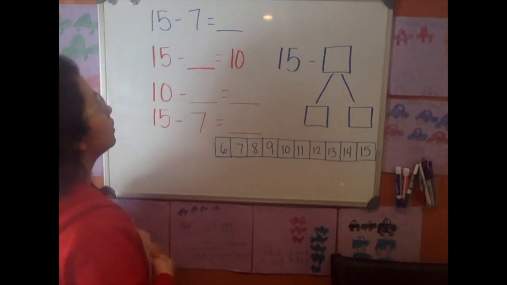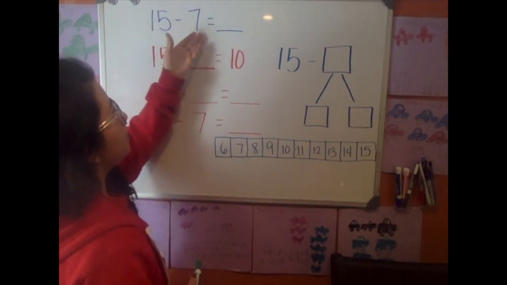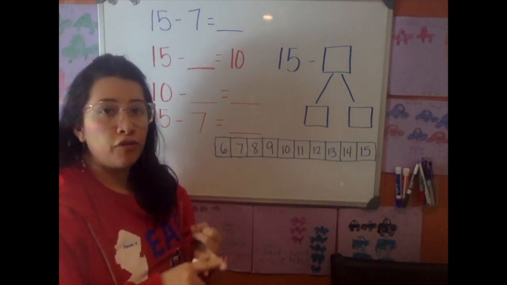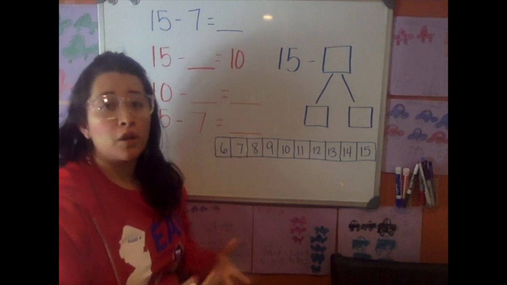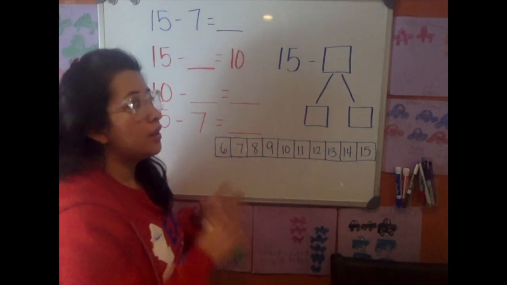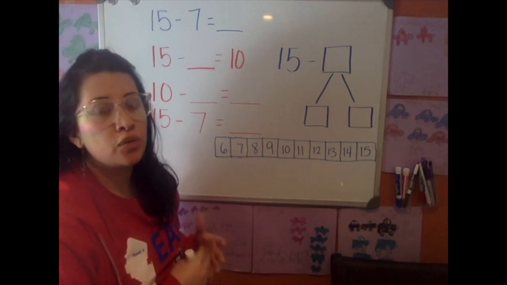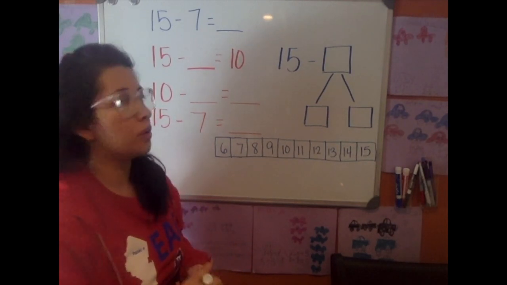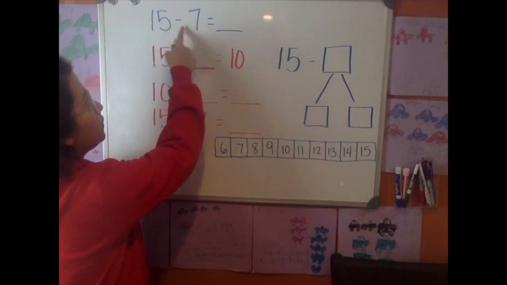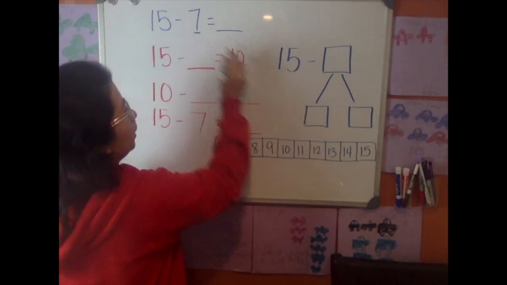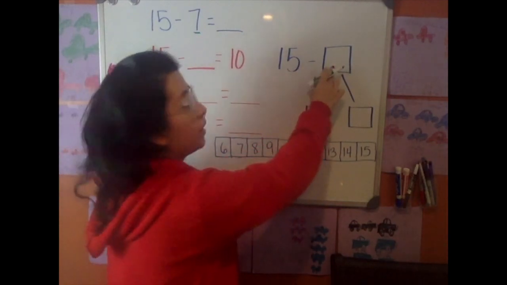Alright, so here's the deal. 15 minus 7 equals something. I know that you guys might know the answer by using your fingers or using a number grid or using a number line. However, this particular page is actually asking you to do something a little bit different, and I'm going to show you. 15 minus 7 equals something. Well, I'm going to take this 7 and I'm going to put it right in this box, okay?